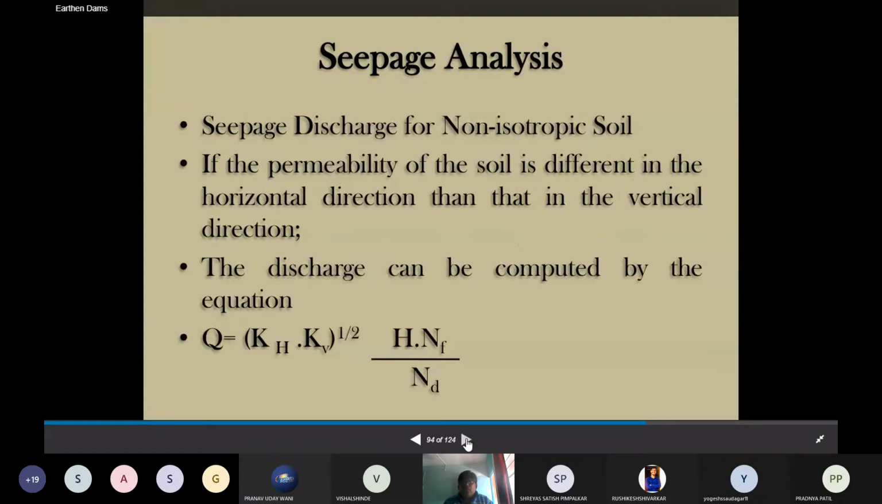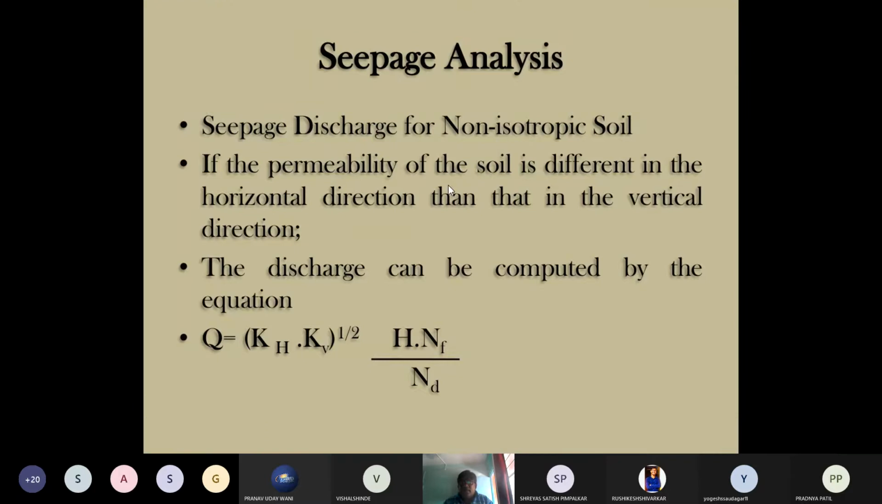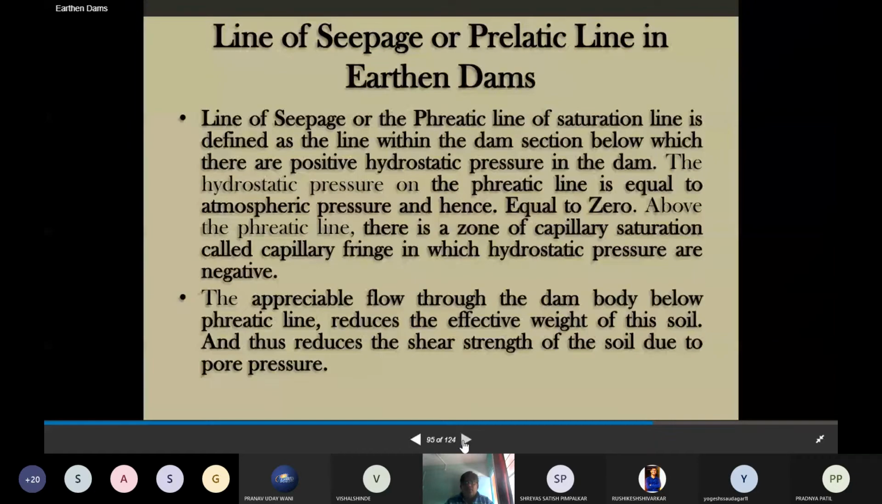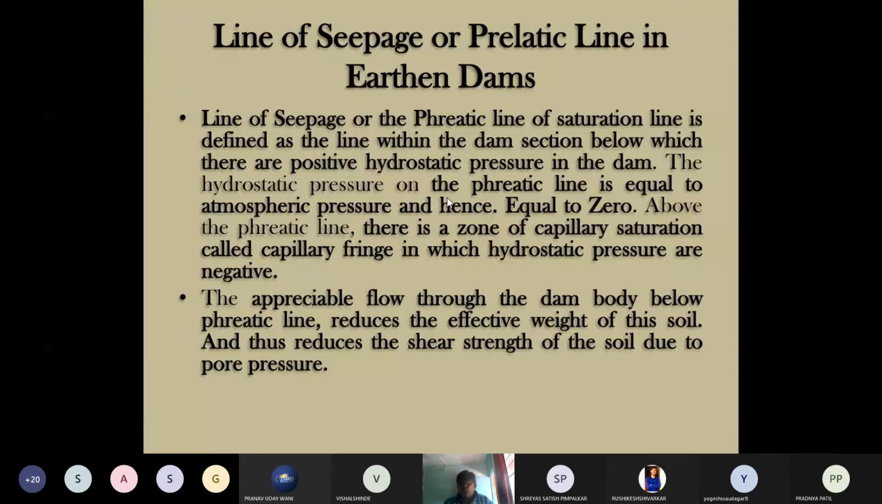Now, the seepage discharge for non-isotropic soil, what would be the nature in the case of non-isotropic soil? If the permeability of the soil is different in the horizontal direction than in the vertical direction, then the discharge can be computed by using this equation. This is the equation applied for non-isotropic soil. So it's a very important part, and today our focus is toward the phreatic line, that is, how it is to be located.